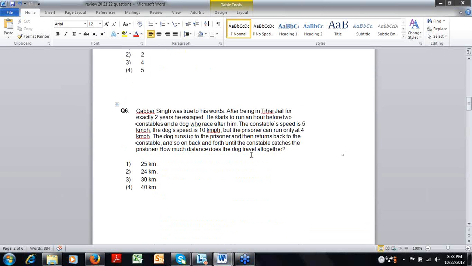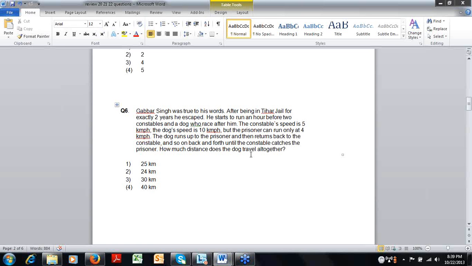Moving on to question number 6. Gabbar Singh was true to his words. After being in Tihar jail for 2 years, he escaped. He starts to run an hour before two constables and a dog who race after them. The constable speed is 5 km/h, dog speed is 10 km/h, but the prisoner can run only at 4 km/h.